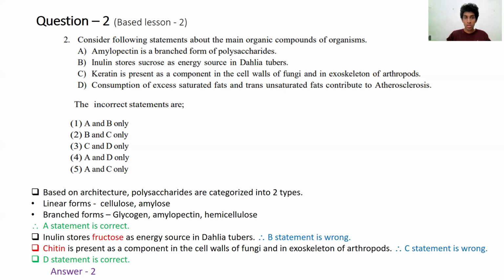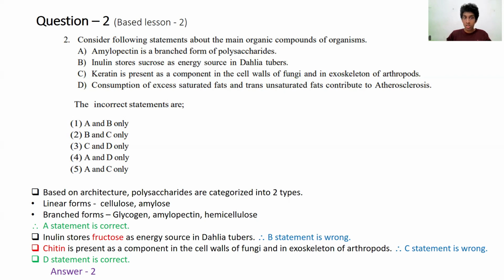B. Inulin stores sucrose as energy source in Dahlia tuberous. Statement B is wrong because inulin stores fructose as energy source in Dahlia tuberous. C. Keratin is present as a component in the cell walls of fungi and in exoskeleton of arthropods. C is incorrect because chitin is present, not keratin. Alright, chitin is present as a component in the cell walls of fungi and in exoskeleton of arthropods. Keratin is a protein specially found in hairs.